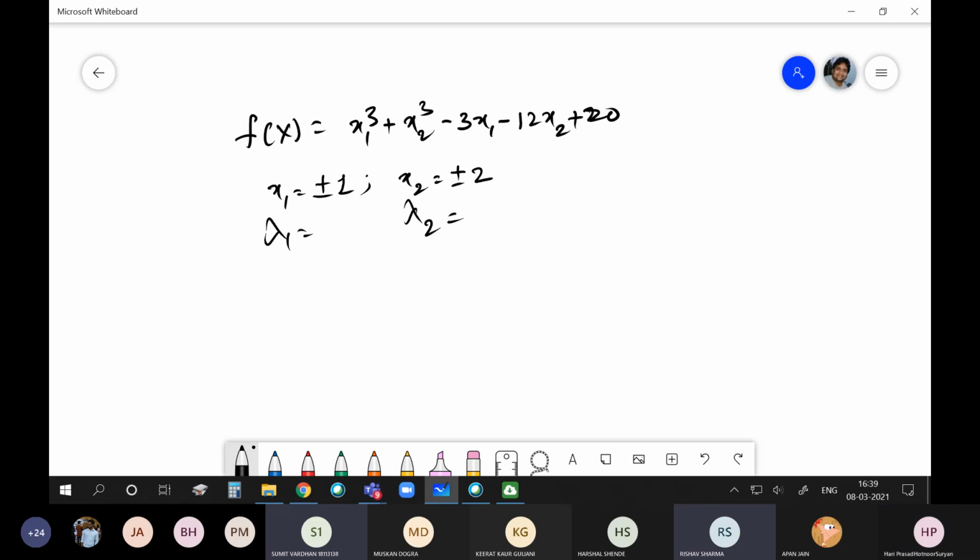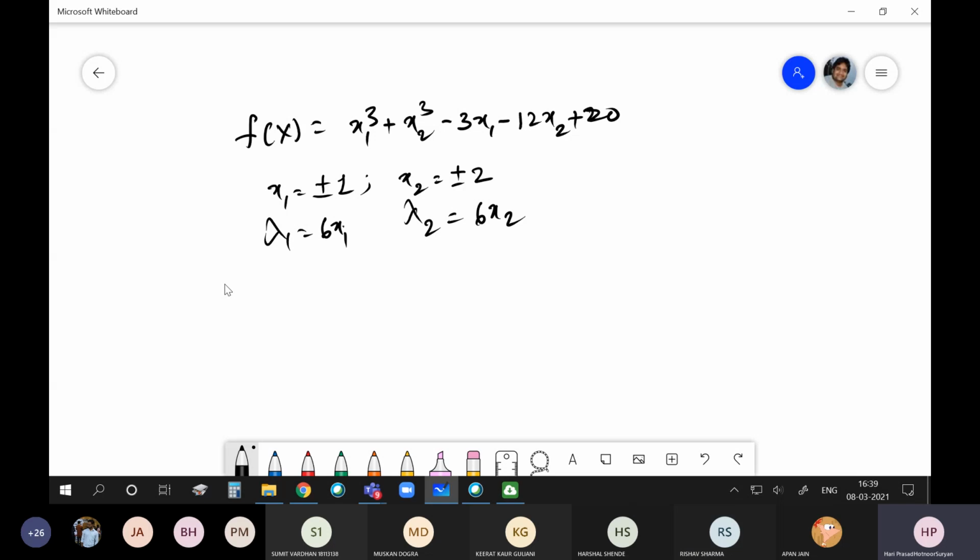Sir, lambda 1 is 6x1 and lambda 2 is 6x2. Okay, correct. So now we cannot say whether lambda 1 is positive or lambda 2 is positive. So what stationary points will we have? How many stationary points do we have?